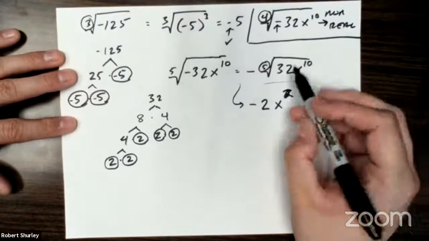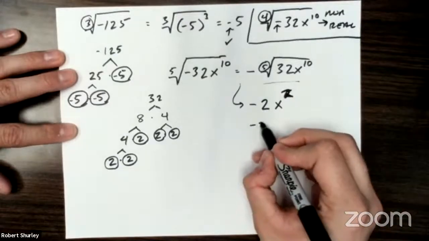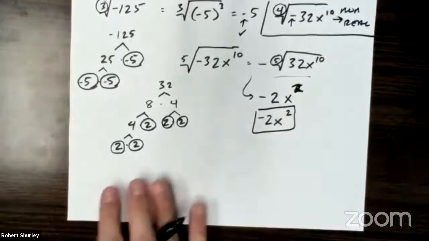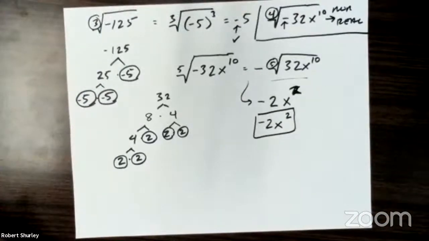So 5 goes into 10. Imagine this is a 2. Actually, let's just rewrite it. There we go. Negative 2x squared.